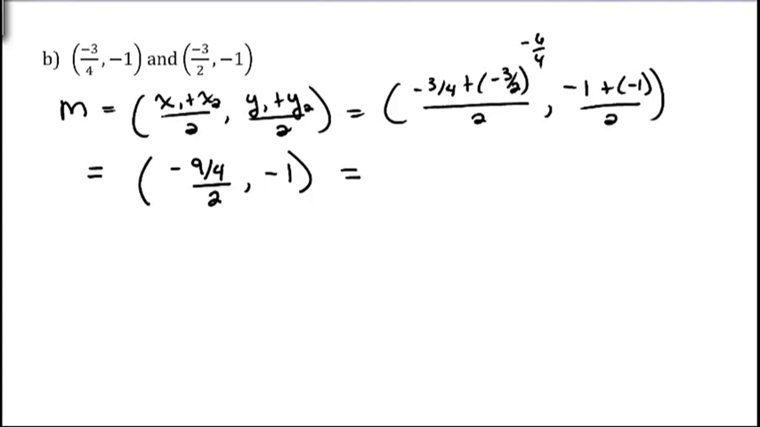Now we need to take care of this division, so I'll just do it on the side. We have negative 9/4, and we're dividing that by 2, and we can put that 2 over 1. When you divide by a fraction, you multiply by its reciprocal, and the reciprocal of 2 over 1 is 1/2. Multiply straight across, negative 9 over 8. So negative 9/8, negative 1 is our midpoint.